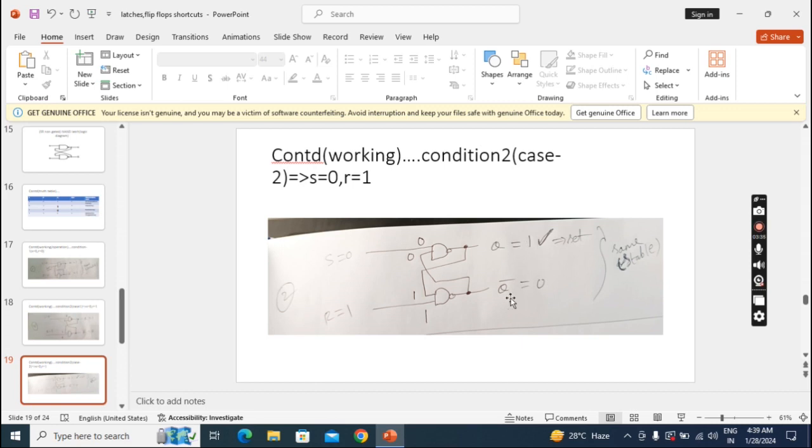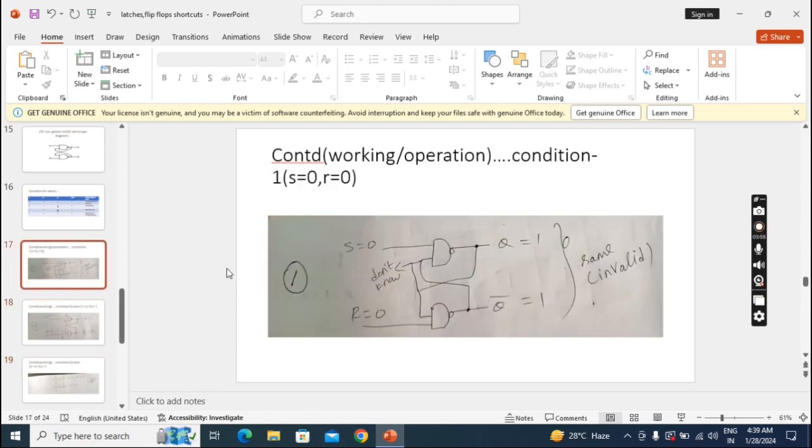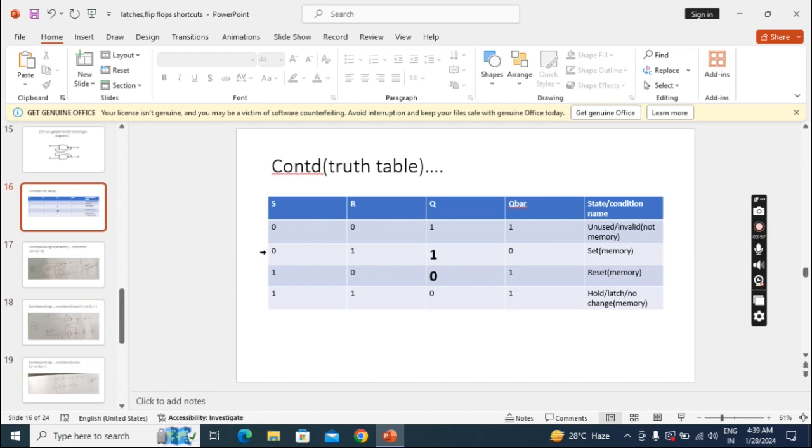Okay. And I told you, out of 2 outputs we consider only 1 because this is just a complemented version. Both are the same only. And a latch is a 1 bit storage element. We just need to store 1 bit. That's why I'm considering 1. This is called the set condition. So what we got, see? In the second condition, when I apply S0 R1, I got Q1, Q bar 0. That's why set. I am considering Q set. That's why I highlighted. So we are storing 1 here.